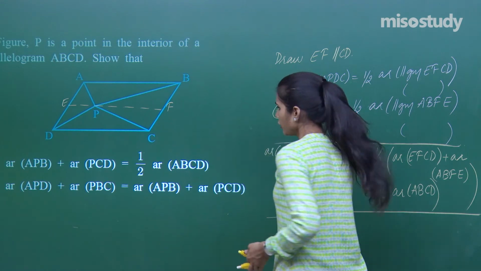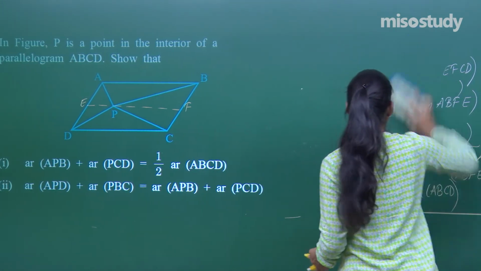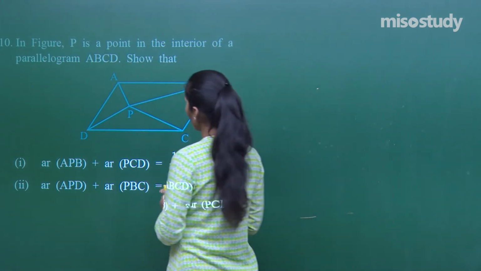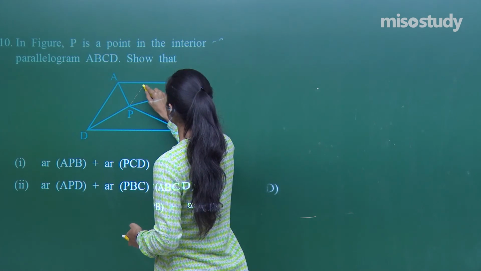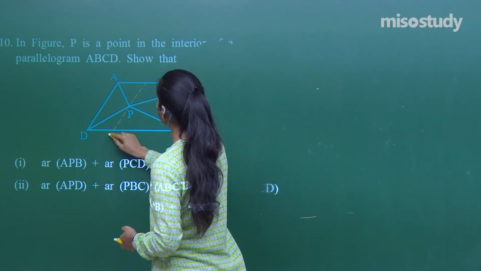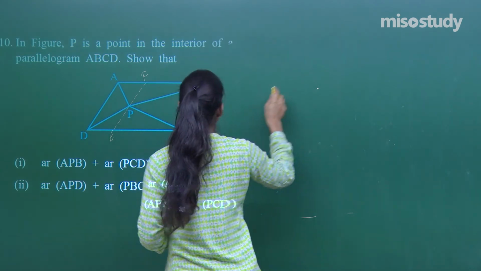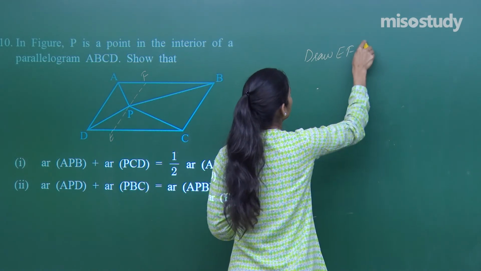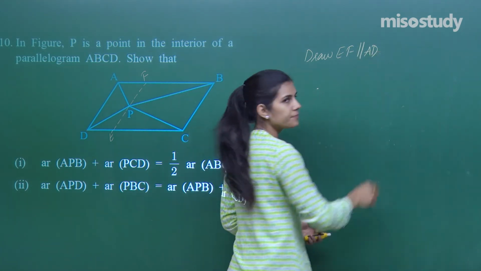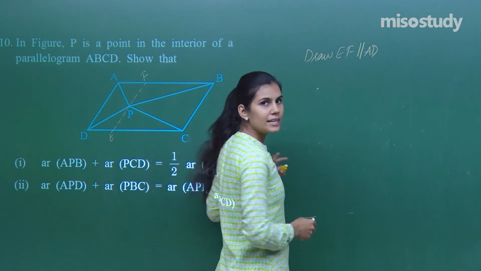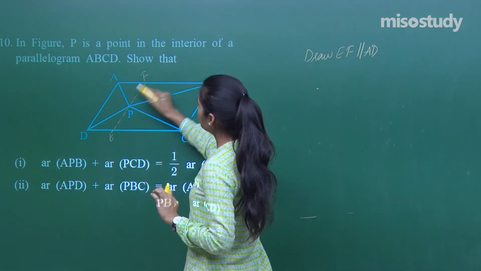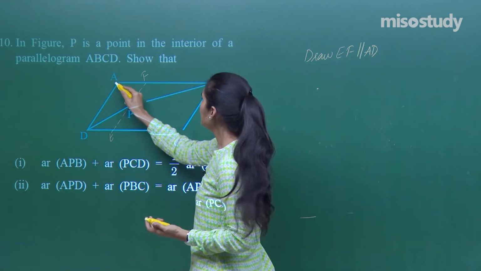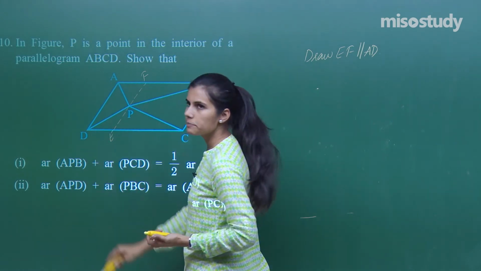Clear? In order to prove the next part, what we do is, we draw a line, this time parallel to AD. Say this is E and say this is F. So I am saying draw EF parallel to AD. If EF is drawn parallel to AD, already AB is parallel to CD, so a part of AB is parallel to part of CD, so AF is parallel to DE, therefore AFED is a parallelogram.